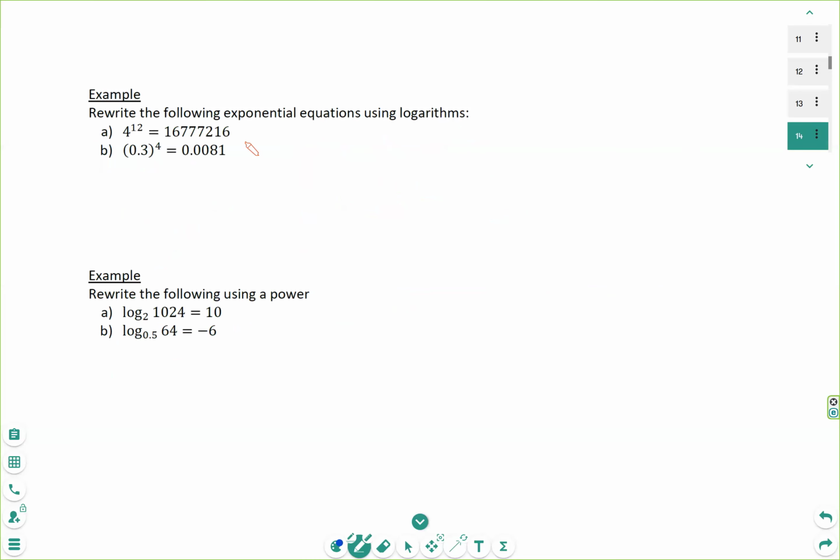Right. So in here, we're just going to do a bit of simple exercise on how we can get used to exponential functions using logarithms. So for example, we write the following using logarithms. 4 to the power of 12 equals, how do you read this number?